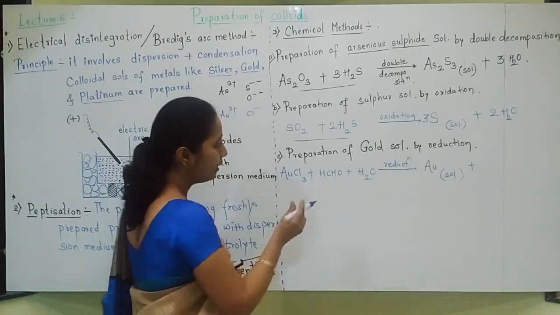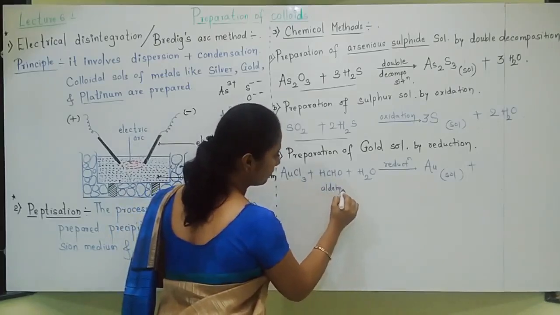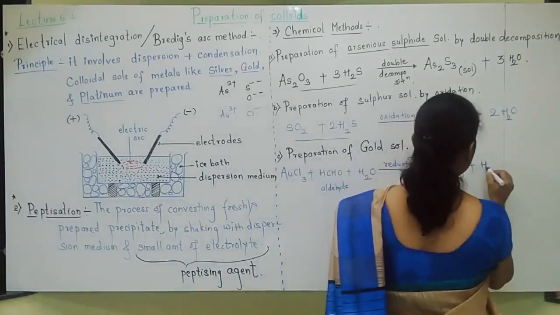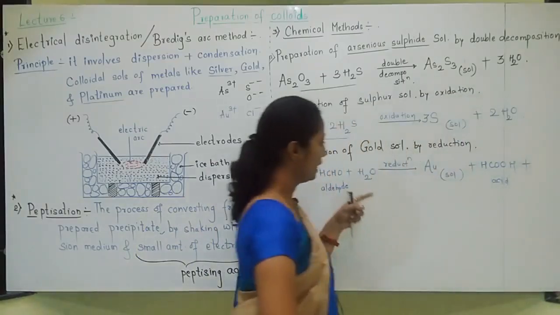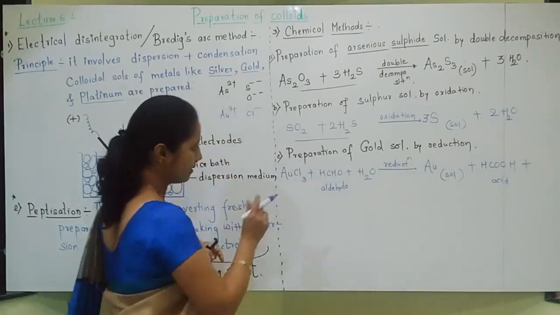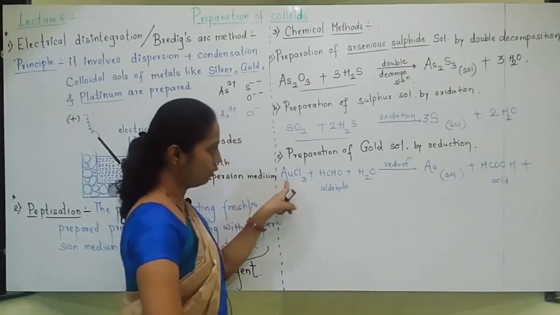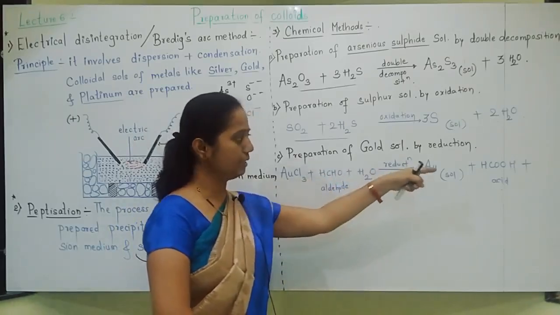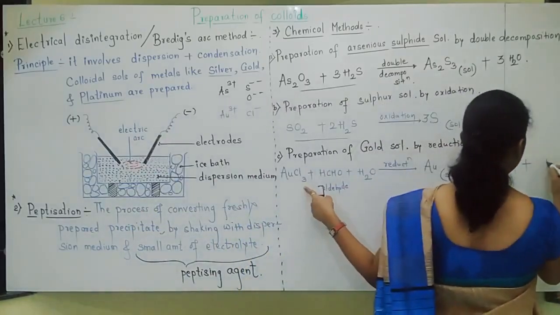Now let us see balancing. This methanol aldehyde takes oxygen and forms acid, HCOOH. Aldehyde takes oxygen, forms acid. Next, what is left? Hydrogen and chlorine, because already Au I have written here in Au sol. HCHO plus oxygen, acid is formed. Left is hydrogen and Cl. So of course HCl will form.